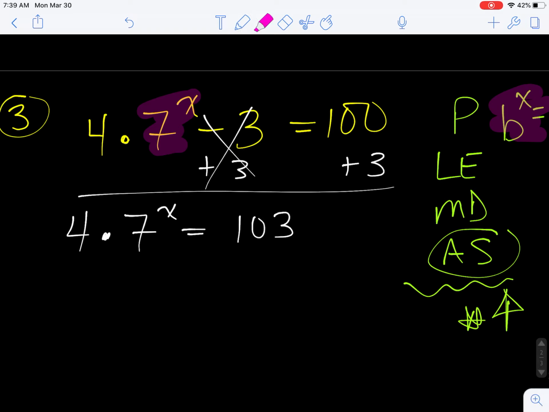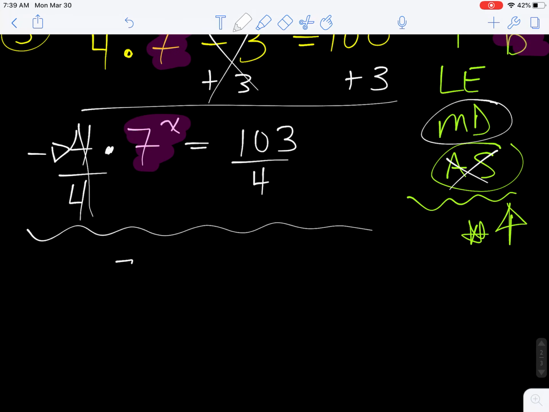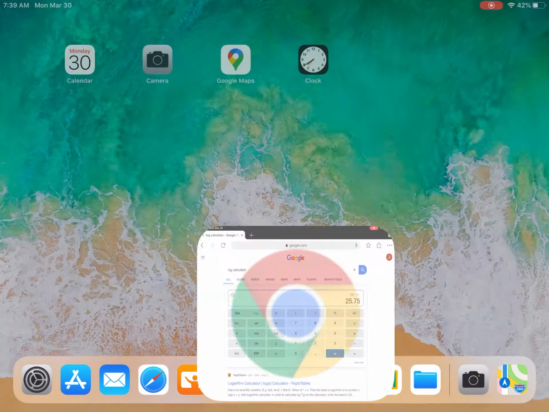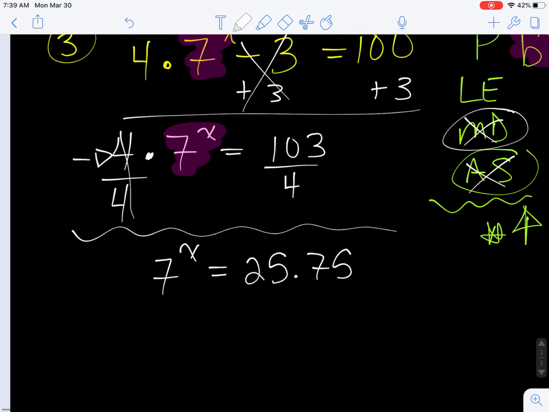103. Again, the goal is to get the exponential piece by itself. Move up the ladder. We're done with add and subtract. Do we have any multiply or divide? Yes, we're multiplying by 4 right here. The opposite of multiplying by 4 is to divide by 4. I'm going to need to do some calculator work here. 7 to the x equals, let's get a decimal here, 103 divided by 4, 25.75. So we're done with multiply and divide.